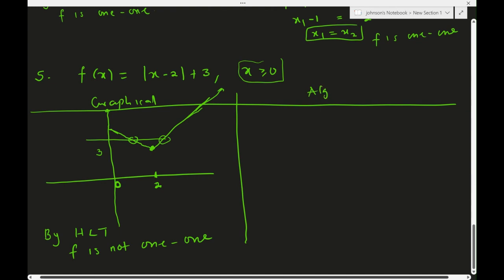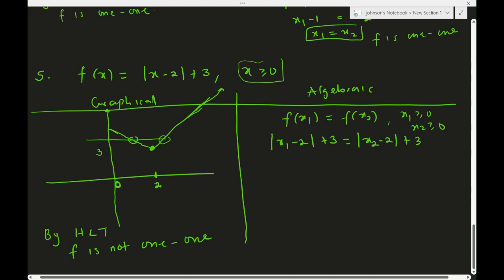Then let's see the algebraic approach. Just assume f of x1 equals f of x2. In this case, x1 is greater than or equal to 0 and x2 also has to be greater than or equal to 0. So here we will have the absolute value of x1 minus 2, plus 3, equals the absolute value of x2 minus 2, plus 3. We can drop the 3's so that we have the absolute value of x1 minus 2 equals the absolute value of x2 minus 2.